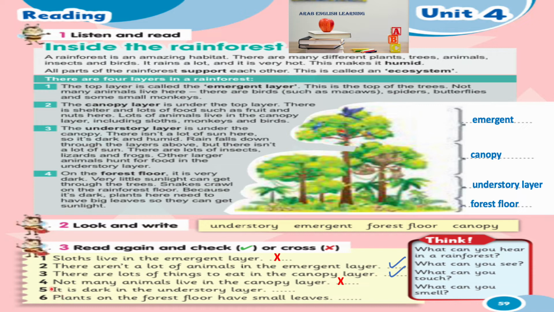5. It is dark in the understory layer. Correct. 6. Plants on the forest floor have small leaves. Wrong. So please think about this. What can you hear in the rainforest? What can you see? What can you touch? And what can you smell?